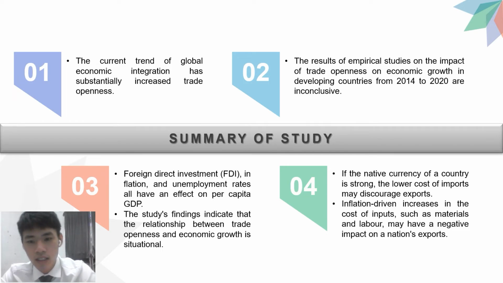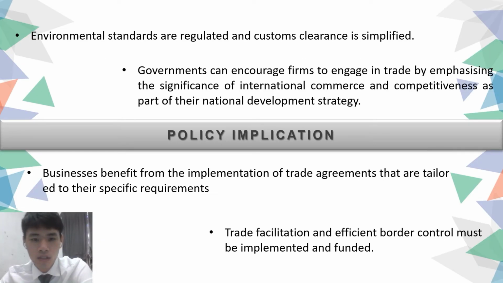The study findings indicate that the relationship between trade openness and economic growth is situational. If a country imports more than it exports, for instance, the balance of trade may be negative. If the currency of a country is strong, the lower cost of imports may discourage exports. An inflation-driven increase in the cost of inputs, such as material and labor, may have a negative impact on national exports. Next, the policy implication, which is that trade should be easier and borders should be better controlled, must be put into action and paid for.